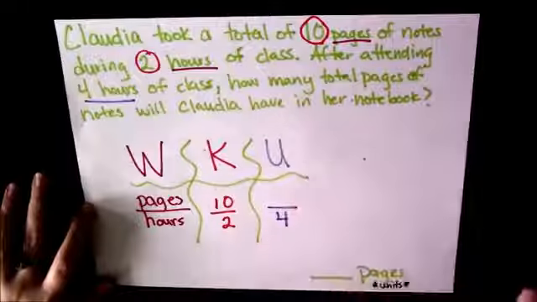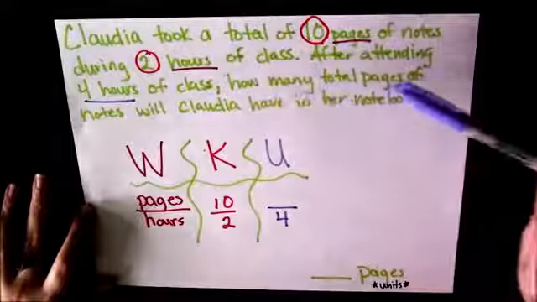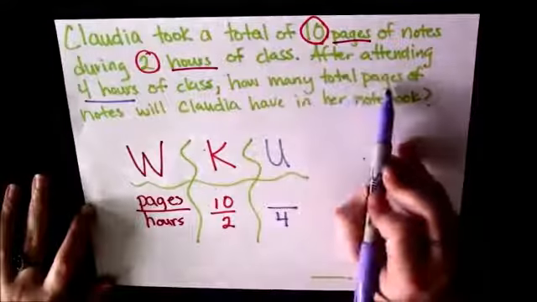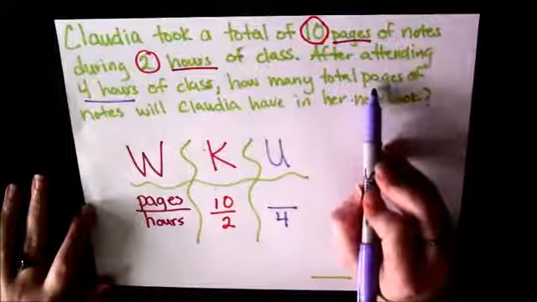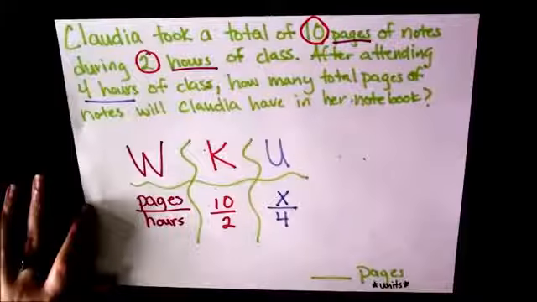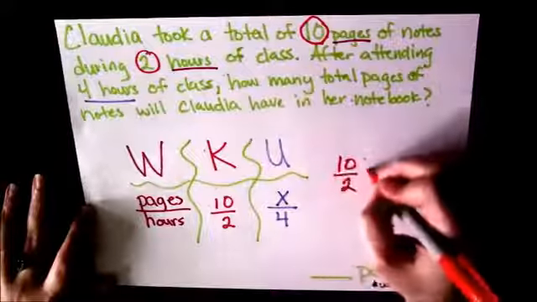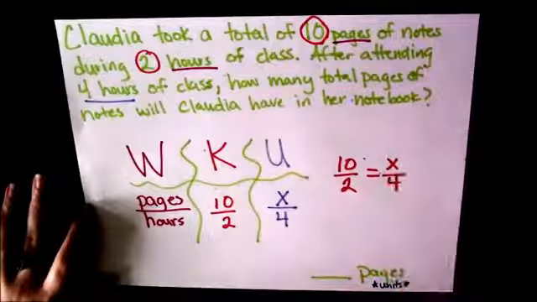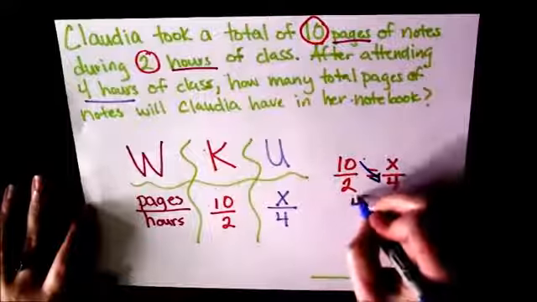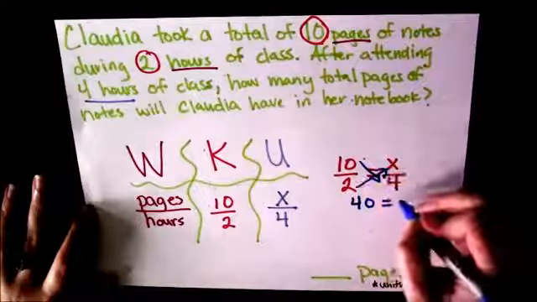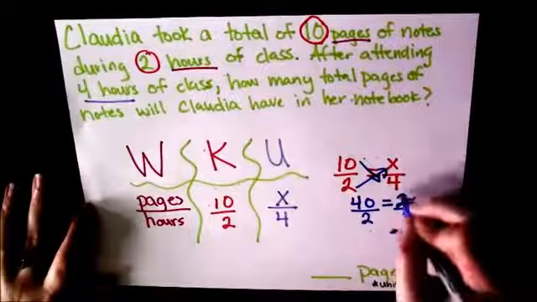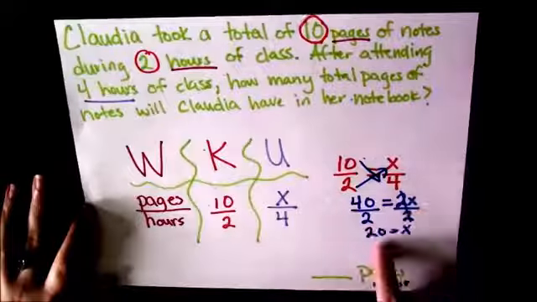How many total pages of notes will Claudia have in her notebook? So it's asking me how many total pages. Pages is what they're asking me for, so that must be my unknown. So my variable goes in the numerator. So now I have 10 over 2 equals x over 4 for my proportion. To solve it, I must cross multiply. So 10 times 4 is 40 equals 2 times x is 2x. Divide both sides by 2. X equals 20. Don't forget, I need my units, so it's 20 pages.